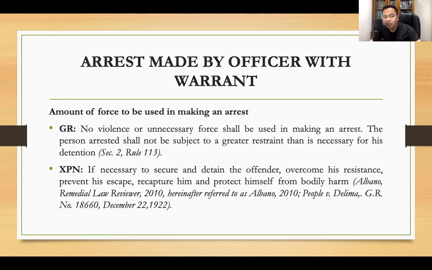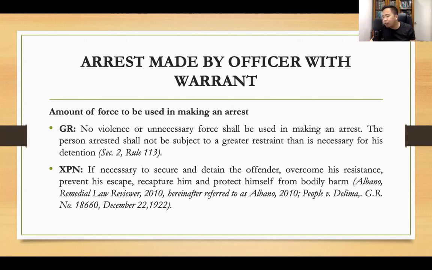Now, the exception to the general rule is where violence or force is allowed if necessary to secure and detain the offender, overcome his resistance, prevent his escape, recapture him, and protect himself from bodily harm. But class, please do not abuse this authority given to you, no?